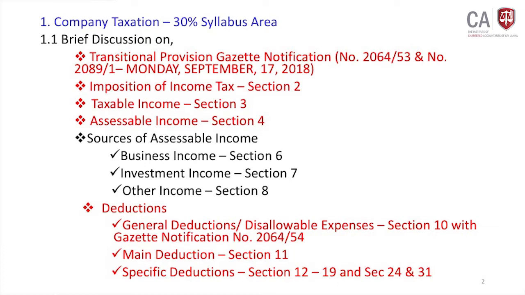Then it's in section 12 and 12 to 19, and I have included section 24 and section 31. Section 24 is more or less the reversal of the provisions; doubtful debt written off is in section 24. Section 31 is the leases, annuities and the installment payments, which is not among the specific deductions. These sections 24 and 31 are very important when you are computing the business income.